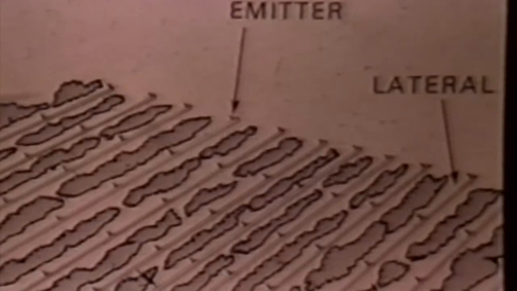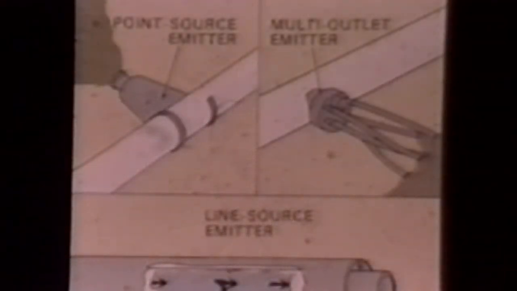The lateral lines supply water to the emitters from the main, sub-main, or manifold lines. Pressure in the laterals is low, generally in the range of 5 to 25 pounds per square inch. Emitters are the devices used to control the discharge from the lateral lines. Point source emitters discharge water from points that are individually and relatively widely spaced, usually over 1 yard. Multiple outlet emitters provide water at 2 or more emission points. Line source emitters discharge water from closely spaced perforations or a porous wall along the lateral line.